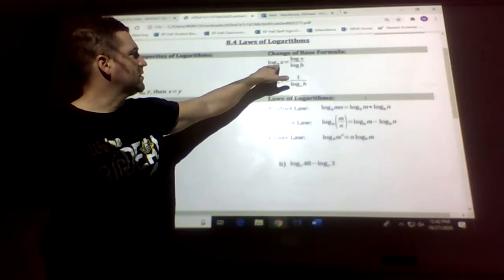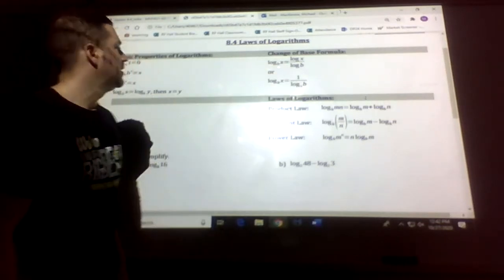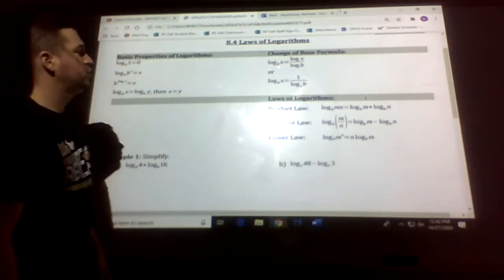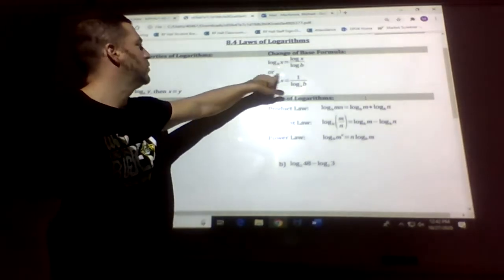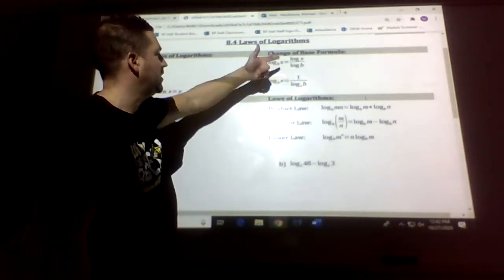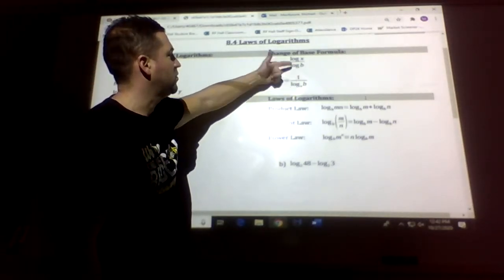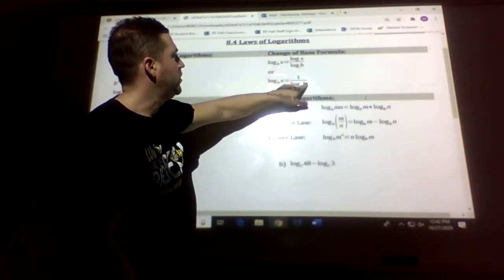Okay, 8.4, Laws of Logarithms. All right, so we have a bunch of properties here. Some keywords, so we already did this one. Okay, log x divided by log b. We have this rule here, log x over log b. If you do the switch, the inverse or reciprocal, you can switch the values here.